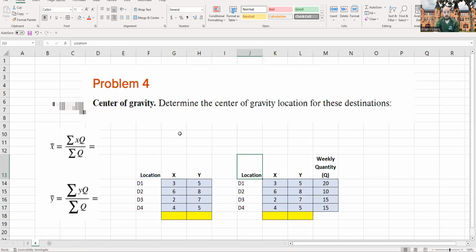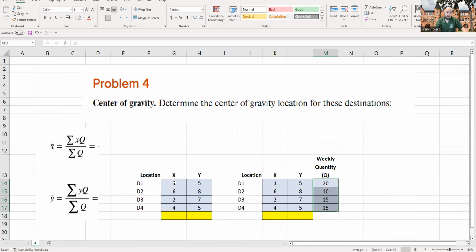This is the center of gravity method. We're going to look at the problem given to us in the book, which was written in this way, which gave us some quantities being shipped to each of these 4 destinations. But let's look at it both ways, both with or without a weekly quantity.